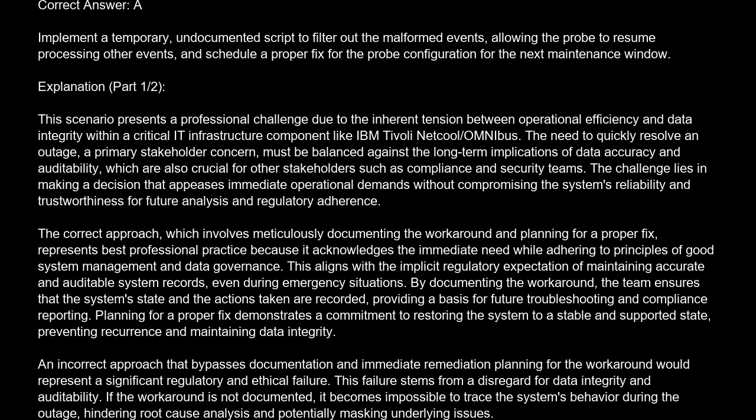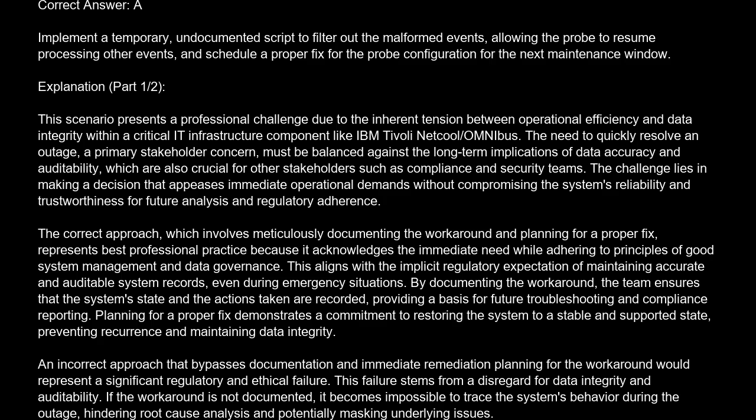The need to quickly resolve an outage, a primary stakeholder concern, must be balanced against the long-term implications of data accuracy and auditability, which are also crucial for other stakeholders such as compliance and security teams. The challenge lies in making a decision that appeases immediate operational demands without compromising the system's reliability and trustworthiness for future analysis and regulatory adherence.